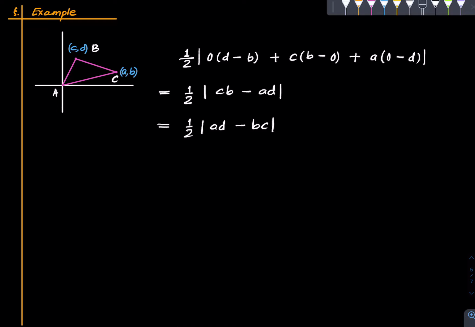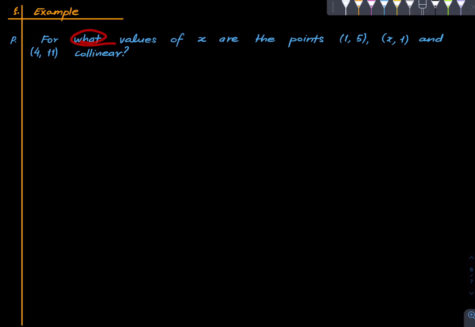All right, here is another example. For what values of x are these 3 points collinear? When we say 3 points are collinear, we just mean that all the 3 points lie on a single line, meaning there exists a line which passes through all 3 of them. So what are all the x's for which these 3 are collinear? Just to explain the thing, 1 comma 5 is somewhere here, 4 comma 11 is somewhere here, and x comma 1 is maybe somewhere here.